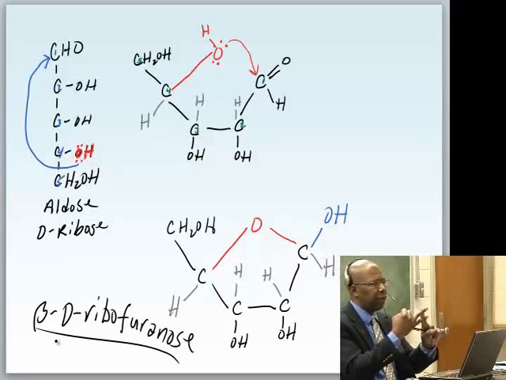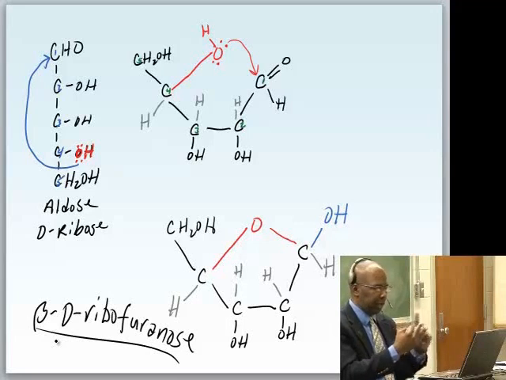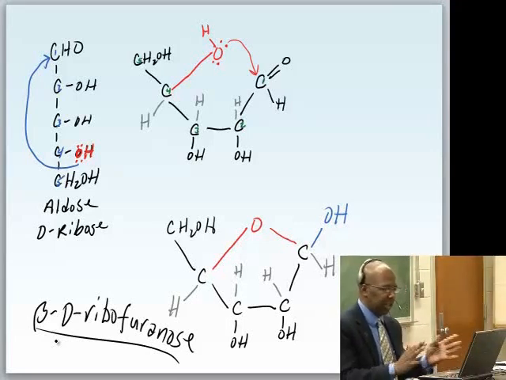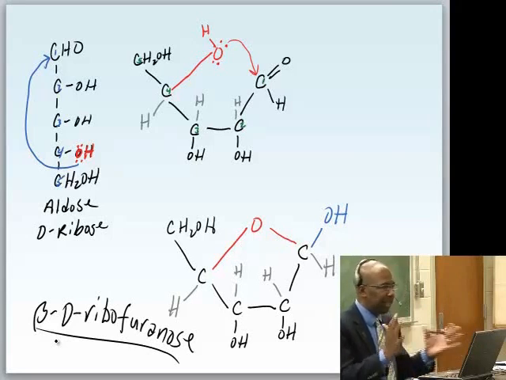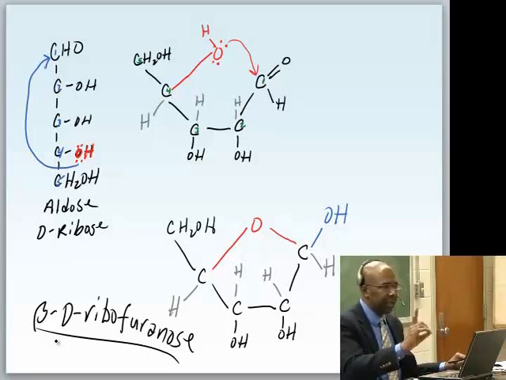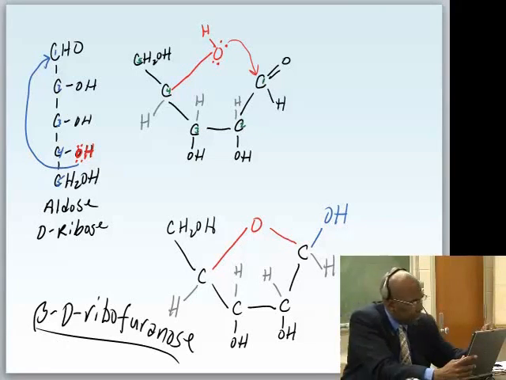Glucopyranose, fructofuranose, and ribofuranose. Those are the only 3 that I'll actually ask you to show me the mechanism of. Okay? Yes, on the anomeric carbon, if the OH goes up, it's beta. On the anomeric carbon, if the OH goes down, then it is alpha.